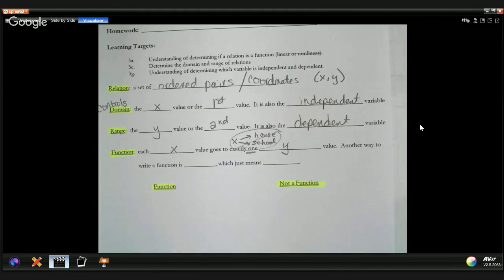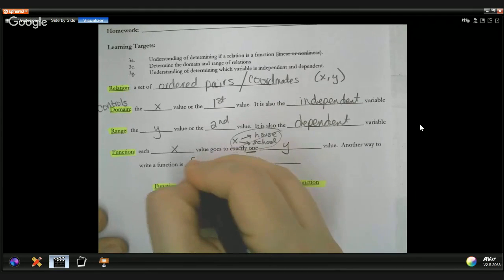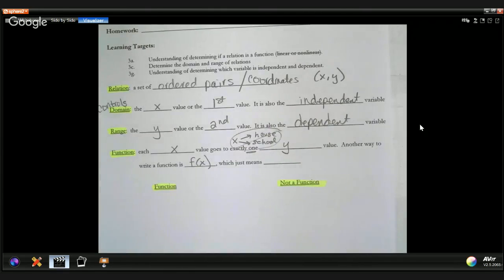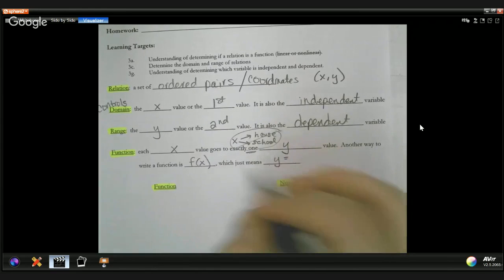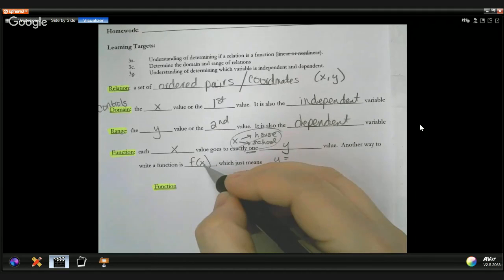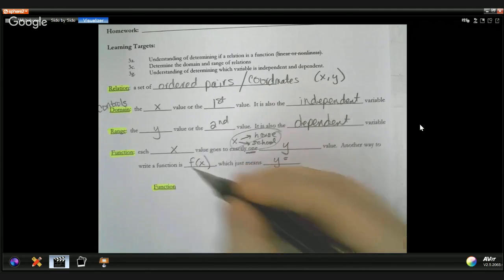Sometimes you're going to see something f of x. I'm just introducing it now. I don't want you to get thrown off with f of x. F of x just means y. It's a function of x, meaning whatever x is, that tells me what y is going to be.